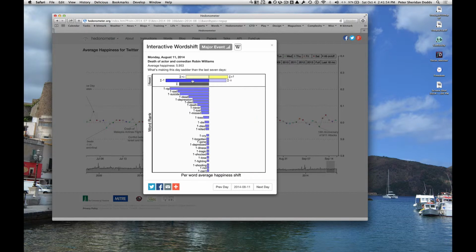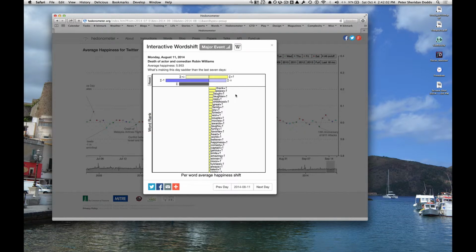If you want to look at just the negative words, that will pop up. So there's mourning, condolences, demons is in there. On the other side, you will see words associated with Robin Williams. I mean, this was a very dominant story at the time. Thank and peace and laugh and laughter. Comedy is in there. Genius. These are all positive words being mentioned about him.